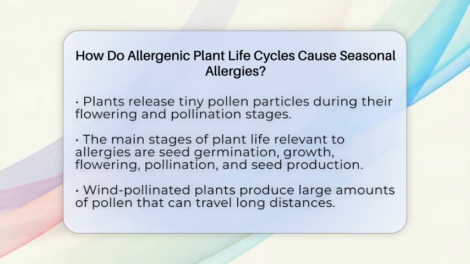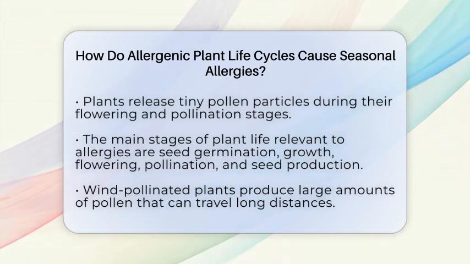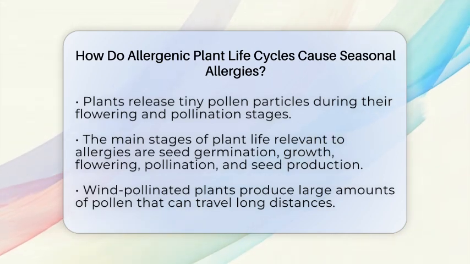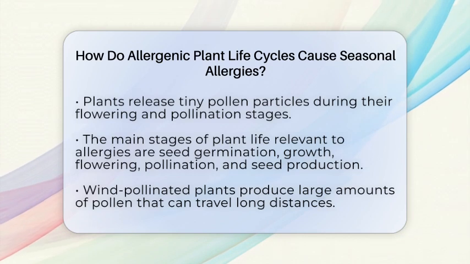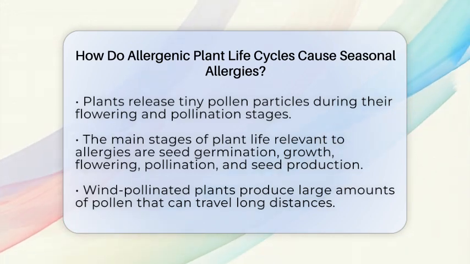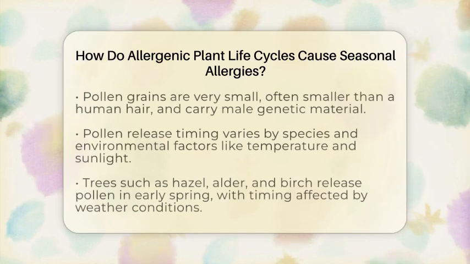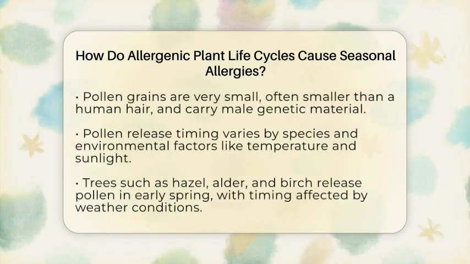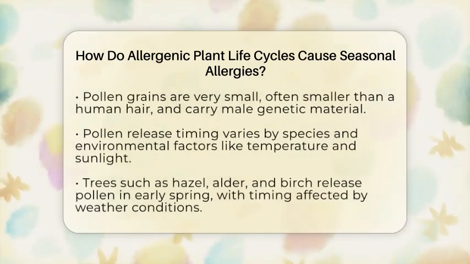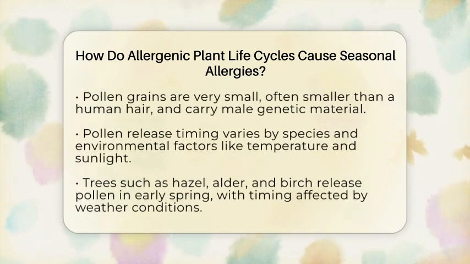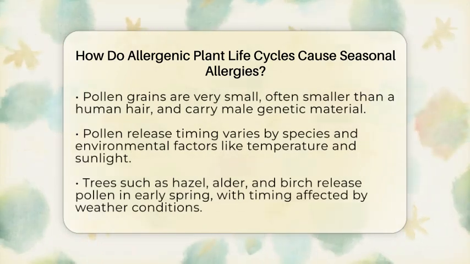During this time, plants develop male reproductive parts called stamens that produce pollen grains. These grains are tiny, often smaller than the width of a human hair, and contain the male genetic material needed for fertilization. In plants that rely on wind to spread pollen, they release large amounts of pollen into the air.